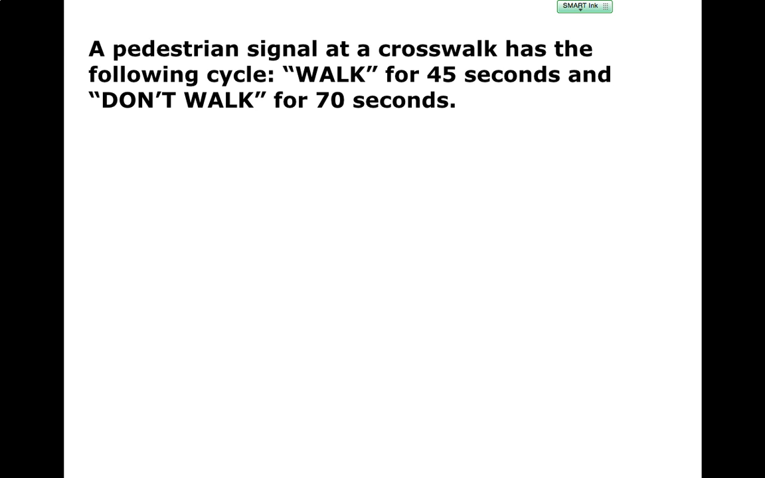Looks like I didn't do another one on that. Okay, so a new number line, and you might want this one in your notes. A pedestrian signal at a crosswalk has the following cycle. Walk for 45 seconds, don't walk for 70 seconds. The reason you might want it in your notes is some of the questions asked about it. Not that it's a difficult cycle. So how long is the whole cycle? 115 seconds. Okay, so when we do our probabilities, it's going to be out of 115.